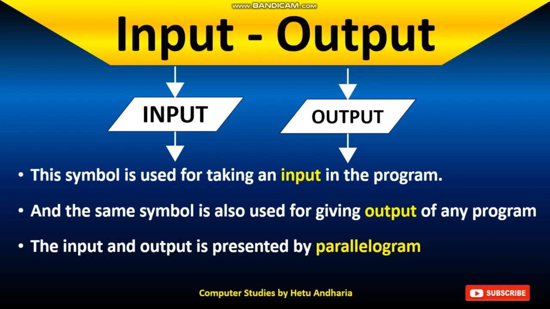So you have to take the input using this symbol. Thereafter you have to process, you have to take the decision, divide it by 2, etc., and then give the output whether it is odd or even. So again you have to use this symbol.